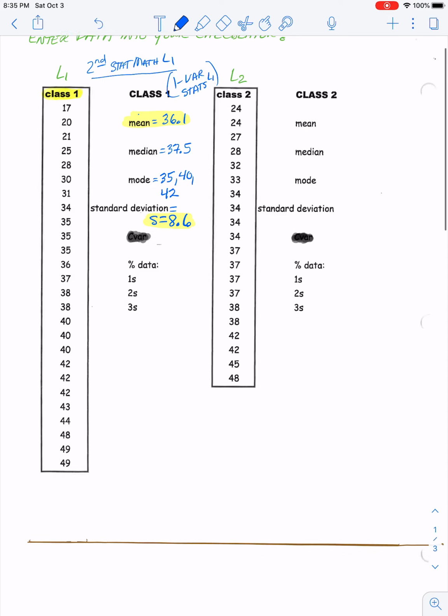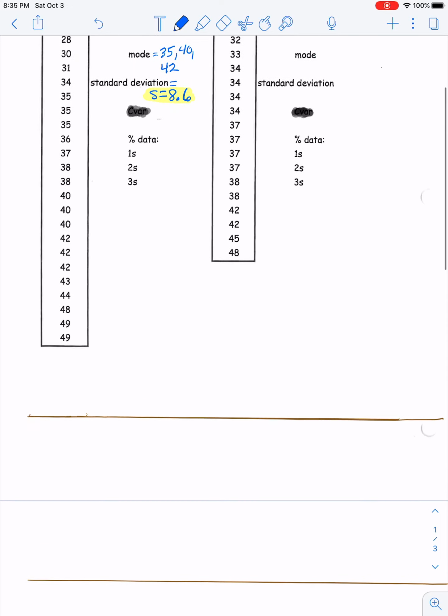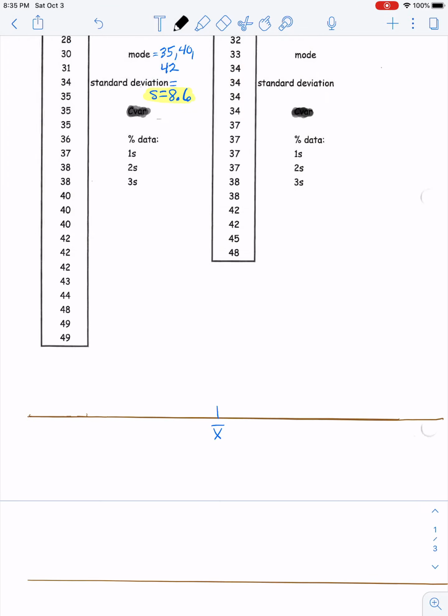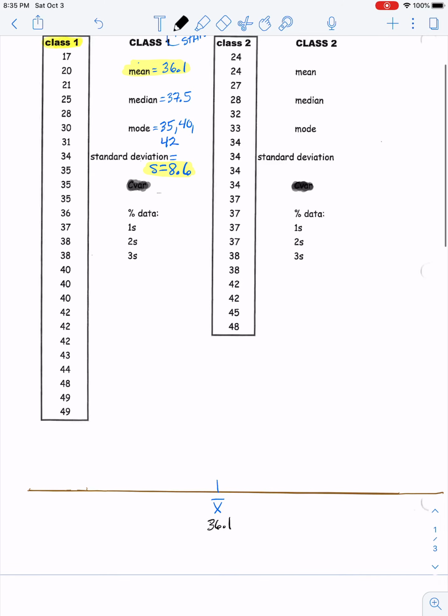Okay, so I'm going to scroll down here just a bit, and I've created a little number line. And what I'd like you to do on your notes is to mark your mean in the middle, just kind of guesstimate where you are here. So we'll mark that in as X bar. In fact, I'm going to shift colors here. That value for us is 36.1. I'm just strictly using the class 1 values from above.